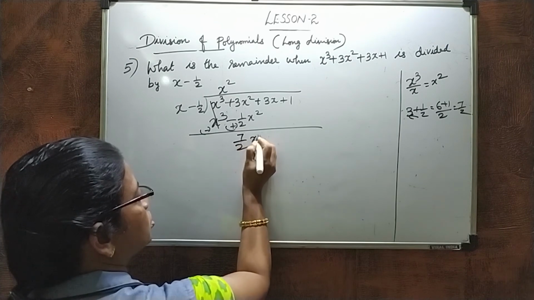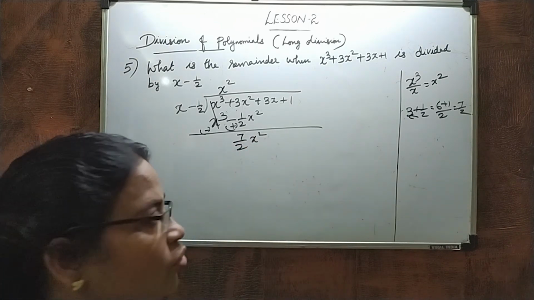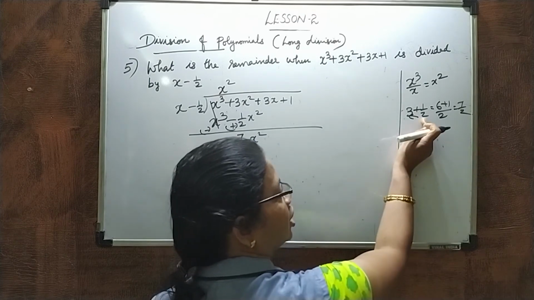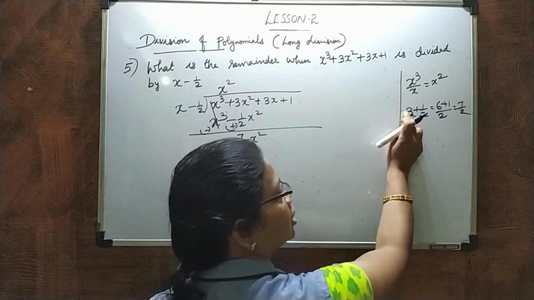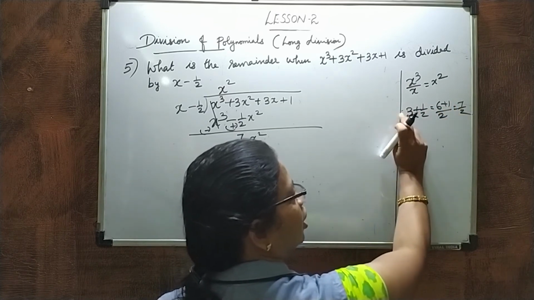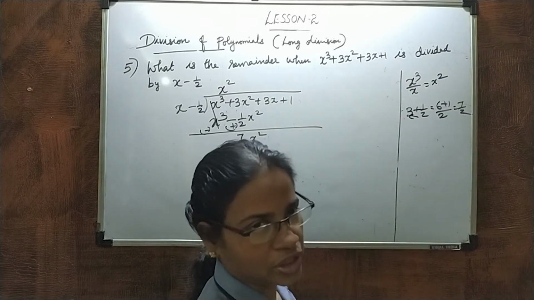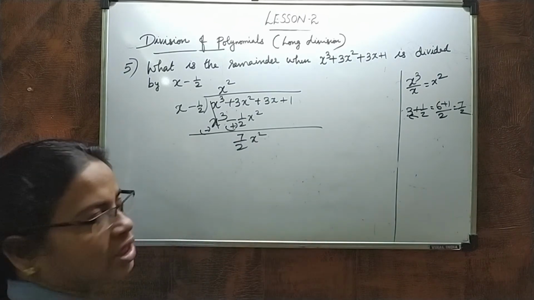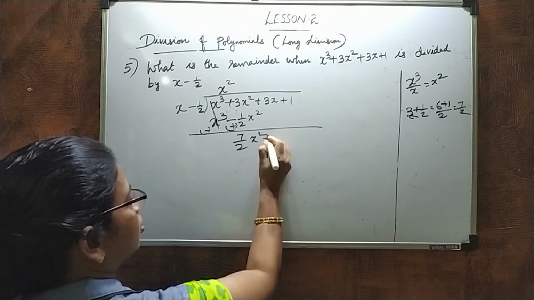What you have to do? When a whole number and a fraction come, just multiply the denominator and the whole number. 3 into 2, 6 plus 1. The whole divided by the denominator 2. So 7 by 2 you got. Next step, write the next term down.